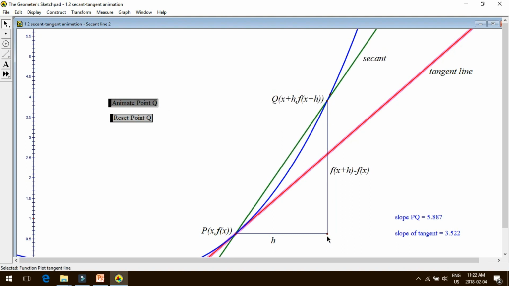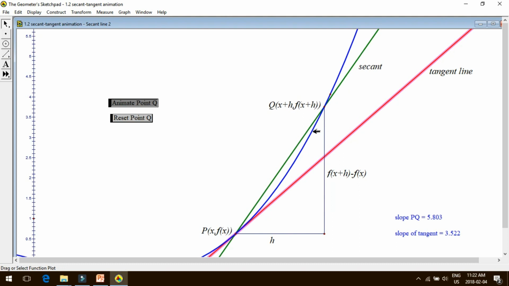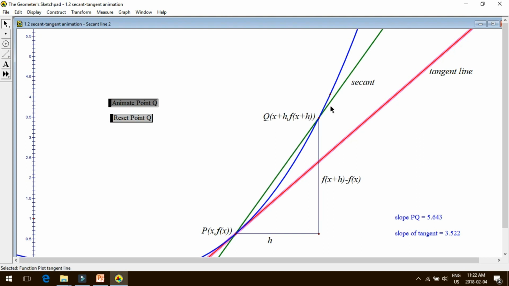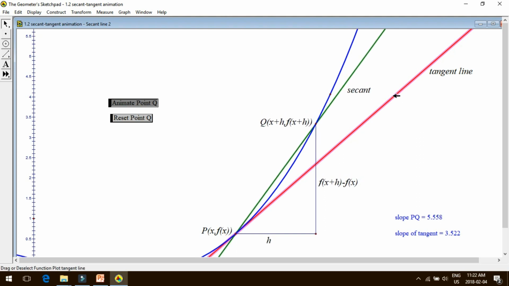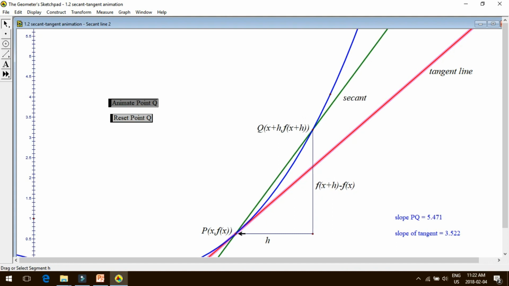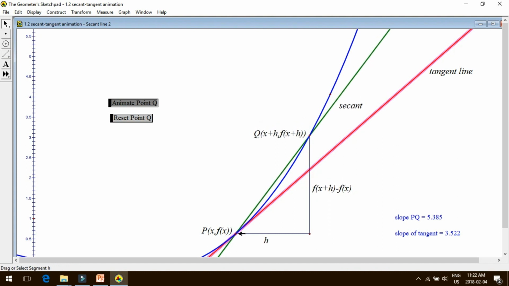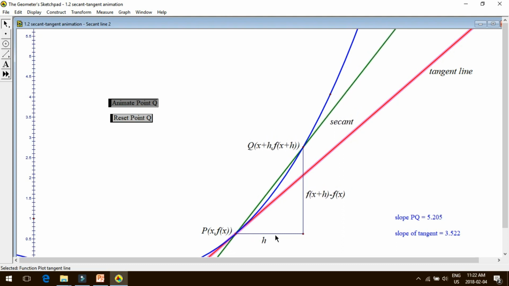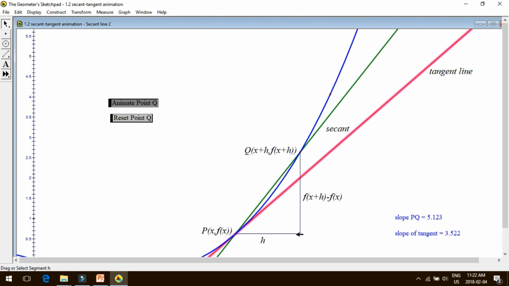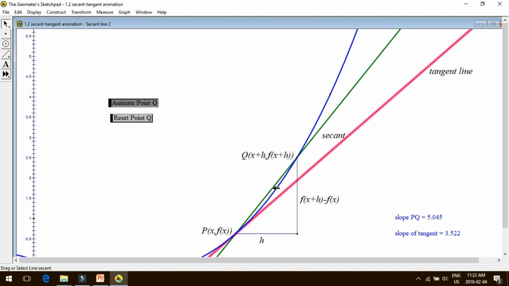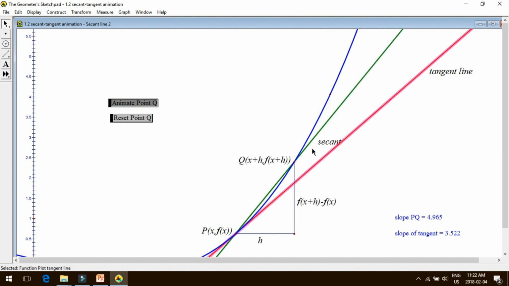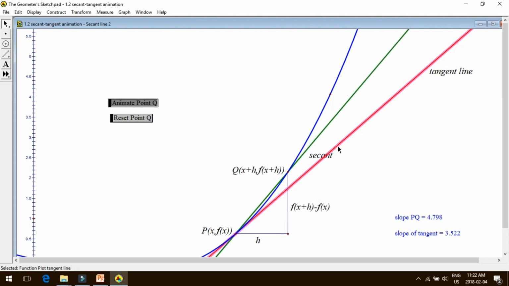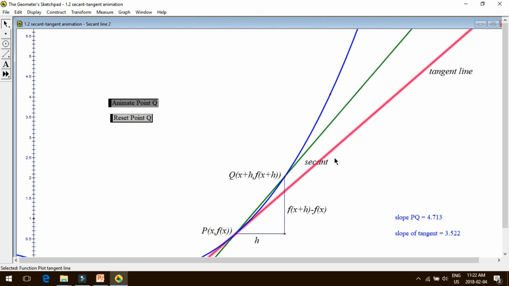As h becomes smaller and smaller, Q slides along this curve, and as Q slides along this curve, the slope of the secant line approaches and gets closer and closer to the slope of the actual tangent at point P. We can see that h is getting smaller and smaller. We can see that the secant line, which is the line through the two points P and Q, has a slope that is getting closer and closer to the slope of the actual tangent at P as Q approaches P.